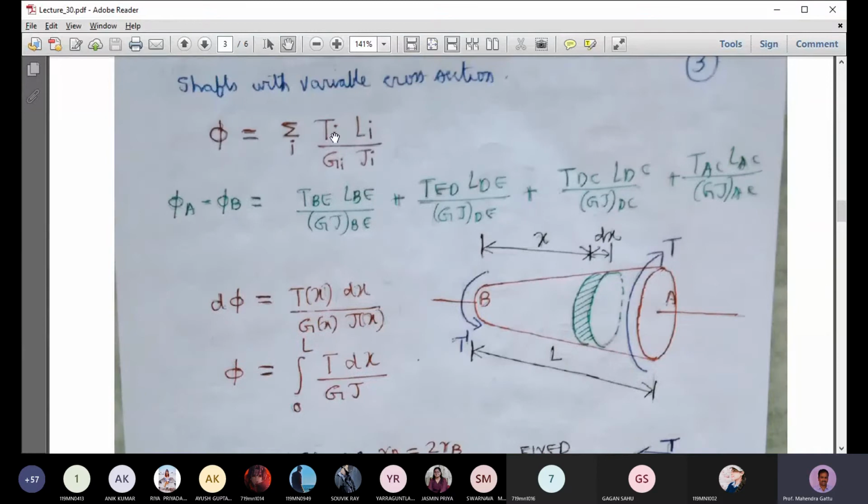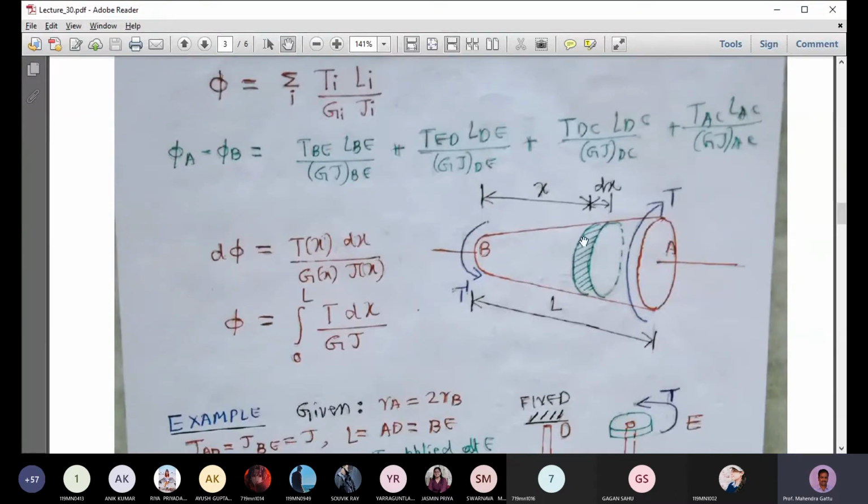For this summation term, we will have to divide the segment into infinite parts and do the summation. So we can use our calculus approach. At a distance x, we take a small segment of length dx, and we find out the twisting moment produced there. Using the twisting moment, we can find the twist produced between these two planes. That twist, d phi, is equal to the twisting moment T of x times the length dx, divided by G of x times J of x. J of x is the polar moment of inertia of that cross section.